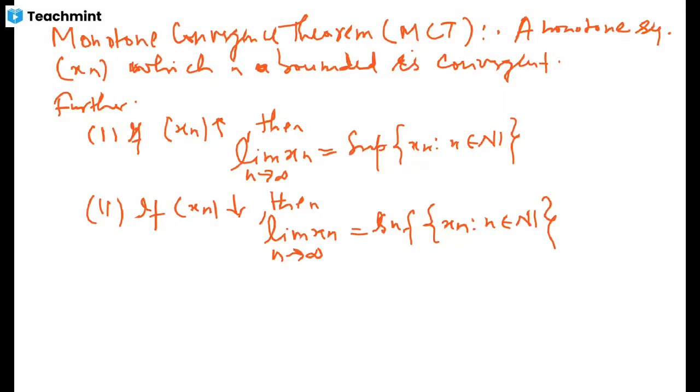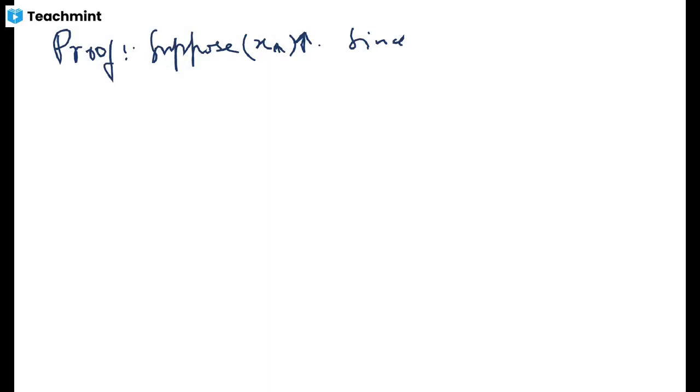For the proof, I will consider only the increasing sequence, and parallelly the proof can be written for the sequence which is decreasing. So for the proof, let us consider a sequence which is increasing. Suppose that sequence xn is increasing, and now since sequence xn is bounded, it is bounded from above also.